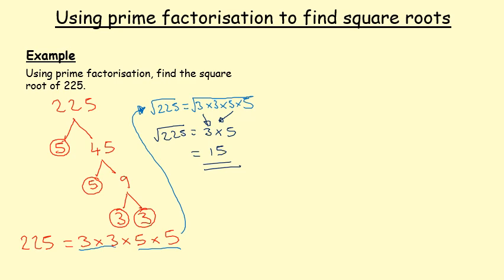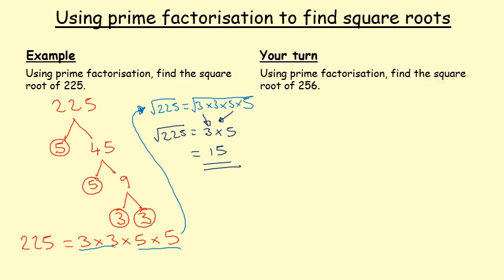Okay, so we've done a prime factor tree, we've written our number as a product of primes, we've seen that it contains pairs of the same numbers multiplied by themselves, and only pairs of those numbers, and then we've taken one of each of those numbers, times them together to get our square root. Right, it's going to be your turn now, so I would like you to have a go at finding the square root of 256, copying the method we've just done. Pause the video now.